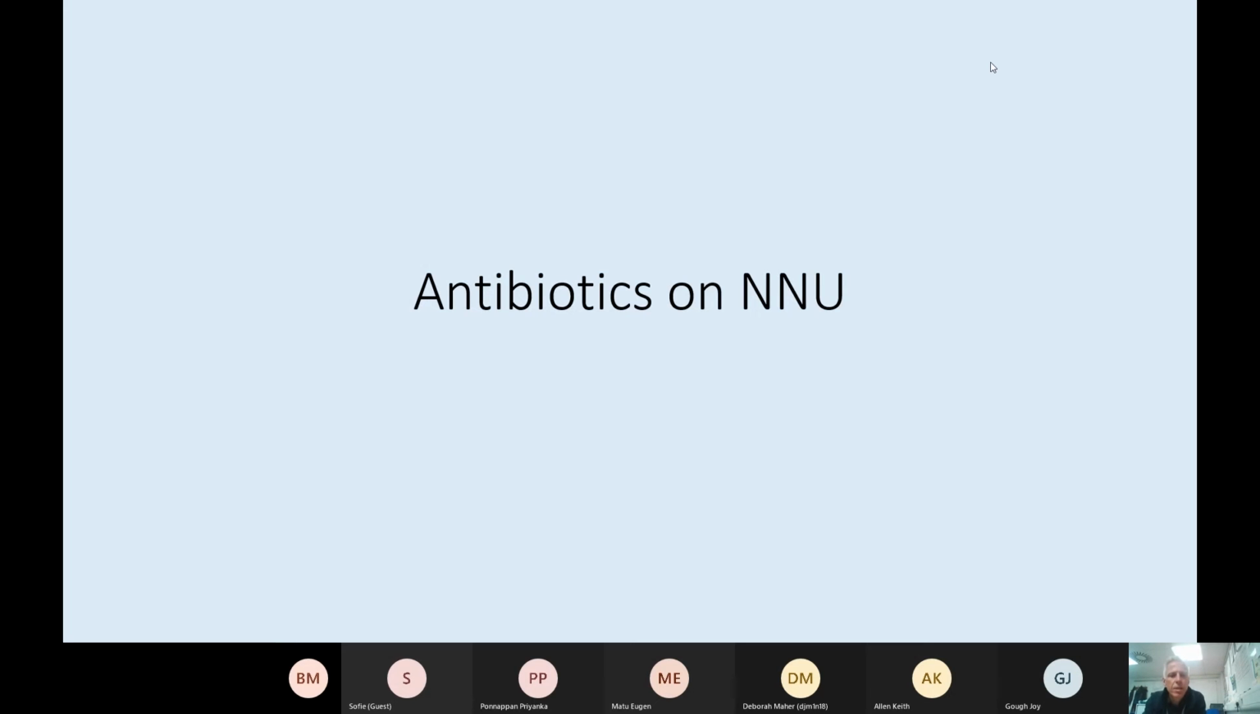So we're just going to talk a bit about antibiotics and the antibiotics we use on the neonatal unit. Please interrupt me as I go along if you have any questions. I have tried to set my two screens up so I can see your hands, but I can't promise I'll be watching. So just pipe up if you want to ask a question.